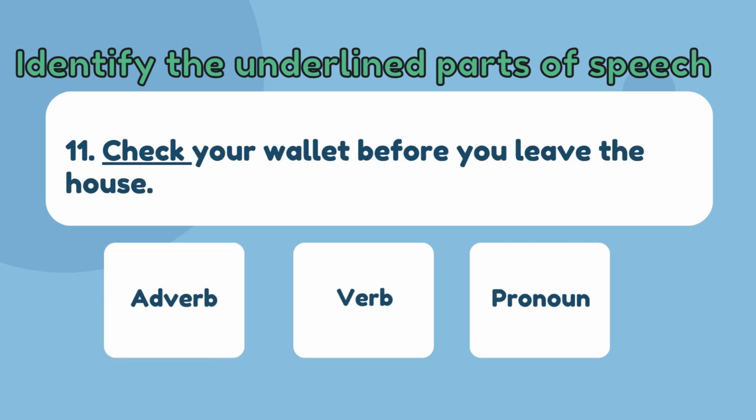Question number 11. Check your wallet before you leave the house. Check is an adverb, verb, or pronoun. And check is a verb. And these are imperative sentences. Actually, there is a you, but it's hidden here. So check your wallet before you leave the house. Check is a verb. As you see here, you cannot always see the subject. If you see such a sentence, it means that there is a hidden subject here and it is you.